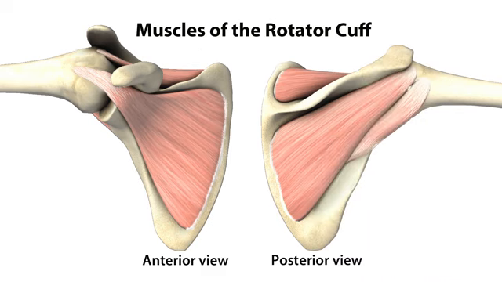Now, which 2 rotator cuff muscles rotate the arm laterally or externally? That's the infraspinatus and the teres minor. Those are the lateral rotators of the shoulder. And then the medial or internal rotator is the subscapularis.